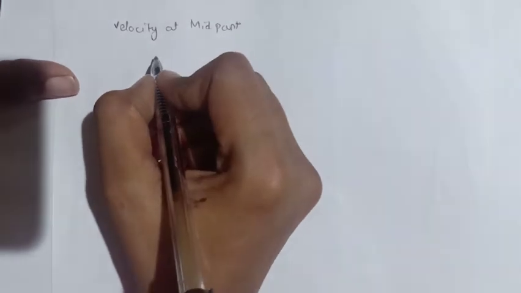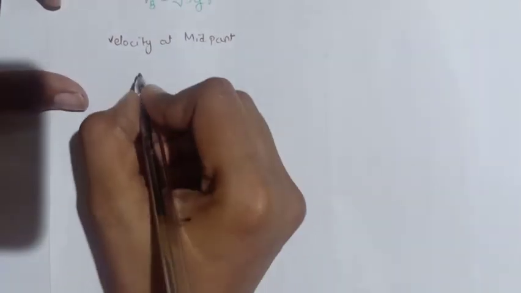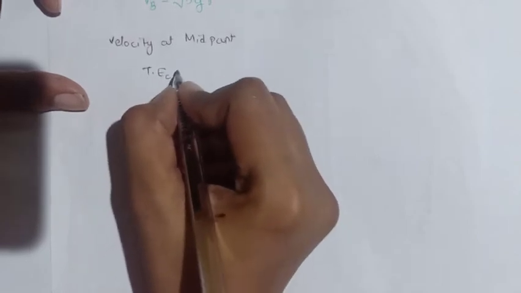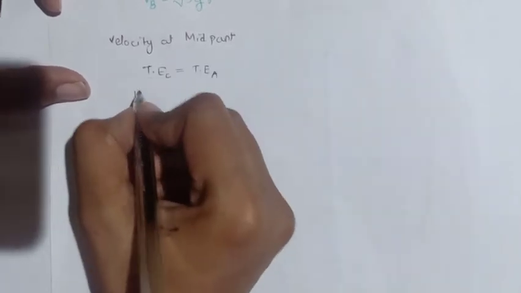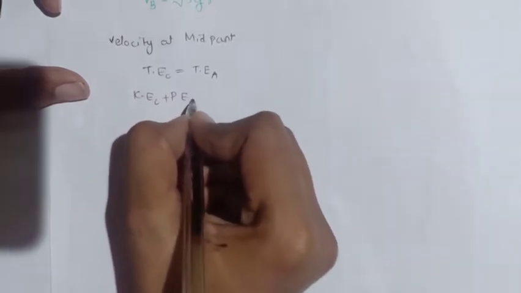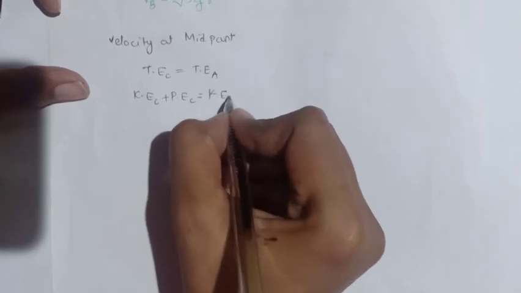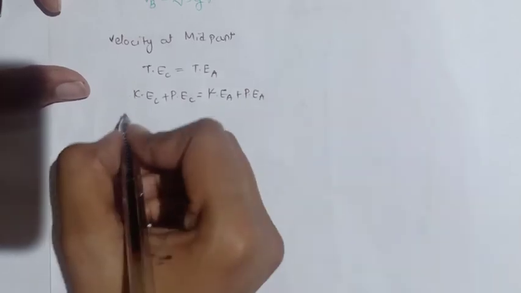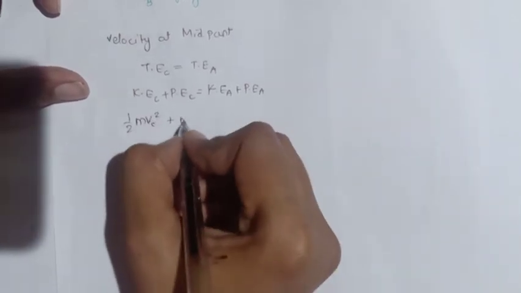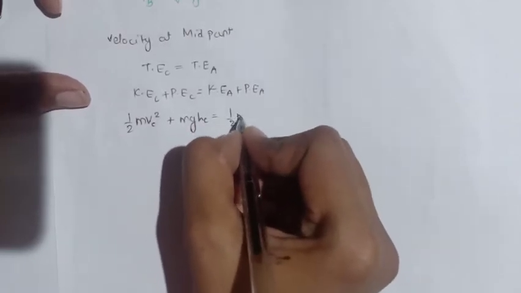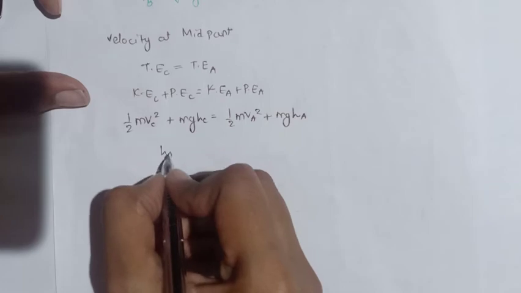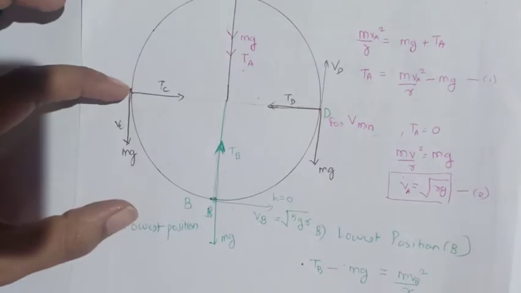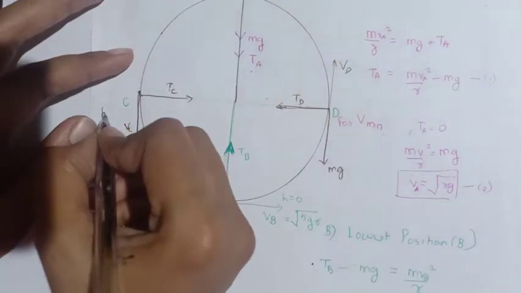So using conservation of energy at point C, you can find the linear velocity. By conservation of energy, the total energy at C equals the total energy at A. Either you can choose the lowest point or the highest point. Suppose I am choosing the highest point. So it is kinetic energy at C plus potential energy at C equals kinetic energy at A plus potential energy at A. So half m vC square plus mg hC equals half m vA square plus mg hA. You know that hA is nothing but 2r. At C, the height will be r.